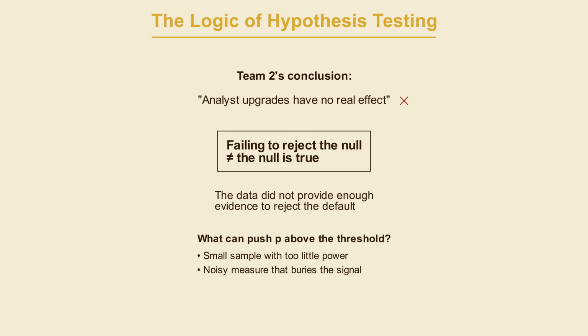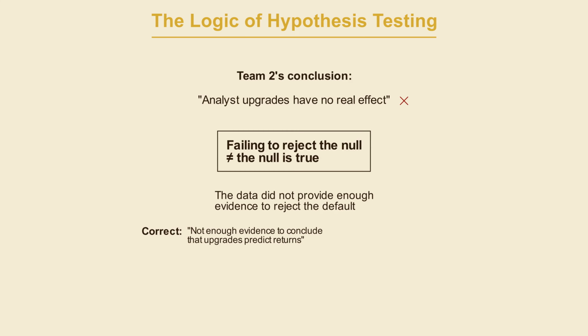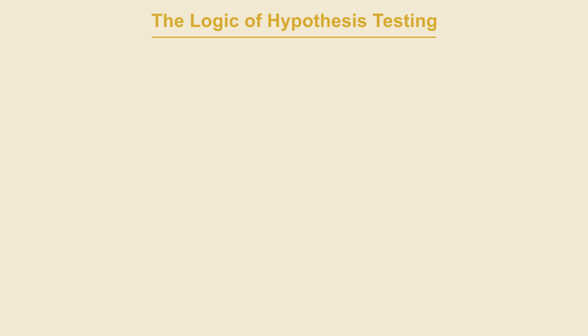Failing to reject is not a confirmation that the null hypothesis is true, it is simply running out of evidence to reject it. The correct conclusion from the second team's non-significant results is that this data does not provide enough evidence to conclude that upgrades predict abnormal returns, not that upgrades have no effect. Those are not the same sentence, and in finance they end up having very different consequences for investors and for anyone who relies on this research.